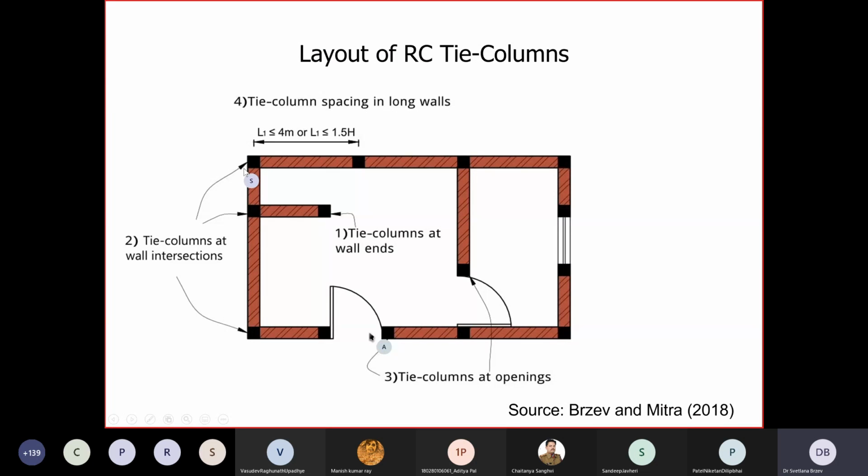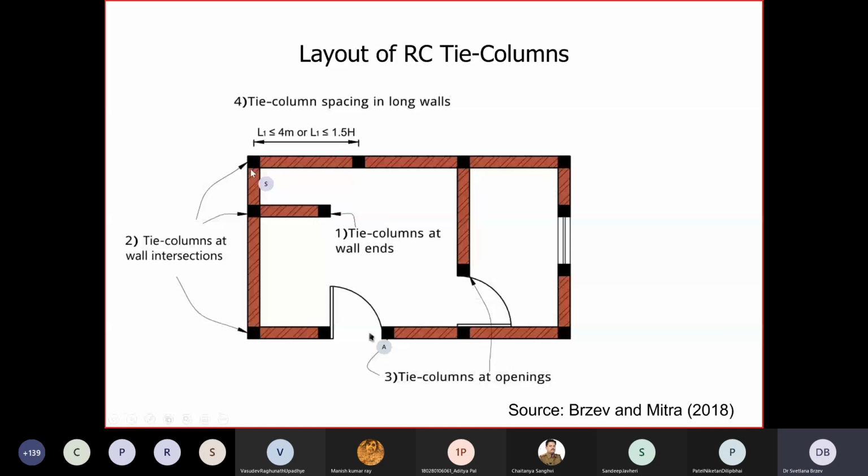The other, as I already explained, is that there are rules related to the layout, to the spacing of tie columns, and to the location of these tie columns, and they have to be followed. These rules may sound prescriptive, but they are based on studies and also on experience from past earthquakes. So there should not be cutting corners in provision of these tie columns.